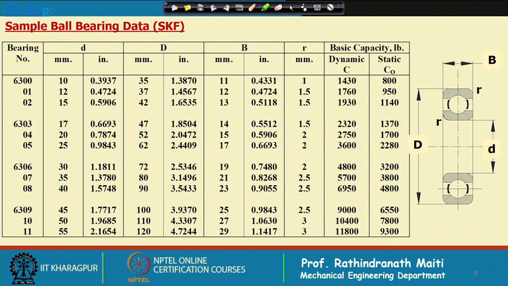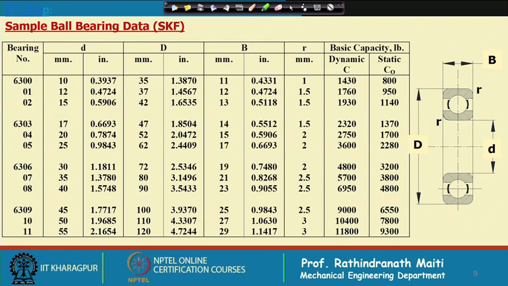And dynamic load carrying capacity C is 1930 pound, whereas static load capacity, that is C0, is 1140 pound. So, in no case should the radial component of load be more than the static load carrying capacity. And with the dynamic load, we will find out what will be the life.